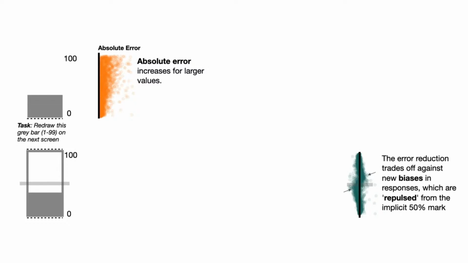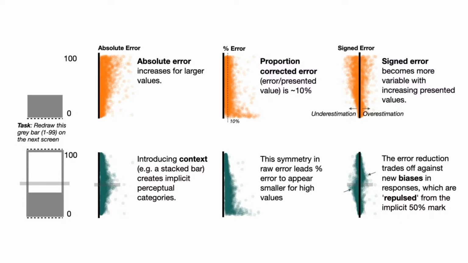We also found that there was a bias in the responses such that they were repulsed from an implicit 50% mark. We found a magic number, 10%, to predict error. Participants are usually within 10% of the height of the bar.